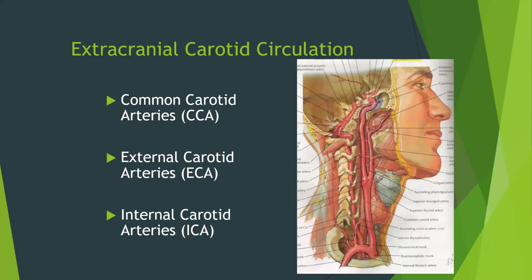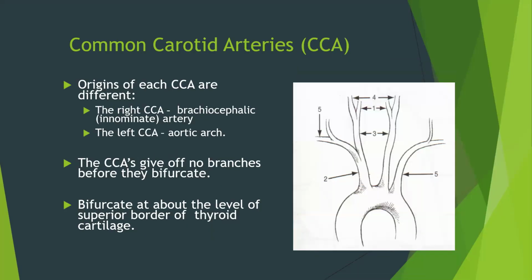So, vascular anatomy here. We have our common carotid artery, and we're focusing on the extracranial circulation, not the intracranial circulation. So common carotid artery, and then we have our external carotid artery and internal carotid artery. I'll be using CCA, ECA, ICA as the acronyms for my lecture here. A couple things to remember about the anatomy: the right common carotid artery comes off the brachiocephalic artery, or the innominate artery, and the left common carotid artery comes off of the arch.